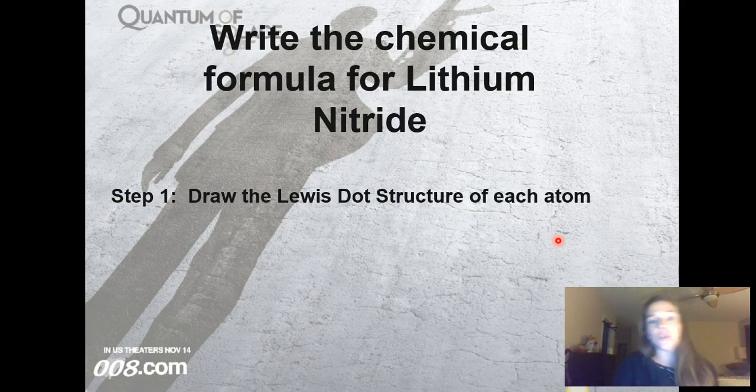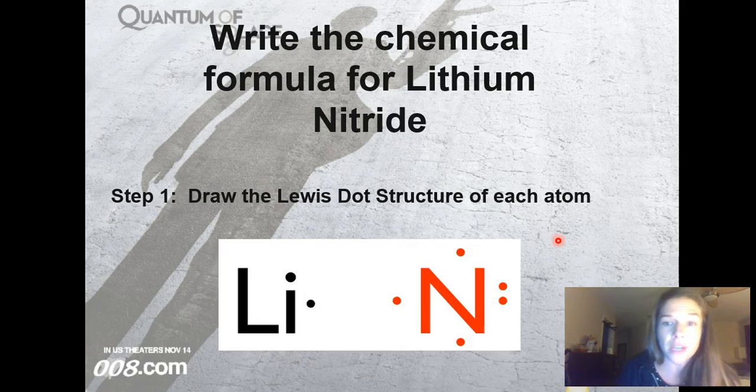So now, let's write the chemical formula for lithium nitride. Again, first draw the Lewis dot structure of each atom. Here we go. There's lithium, here's nitrogen. Okay, now let's take a look at our valence electrons. Lithium has 1. All right, so it's very reactive. It's going to want to get rid of that 1 electron. Lithium is our metal.